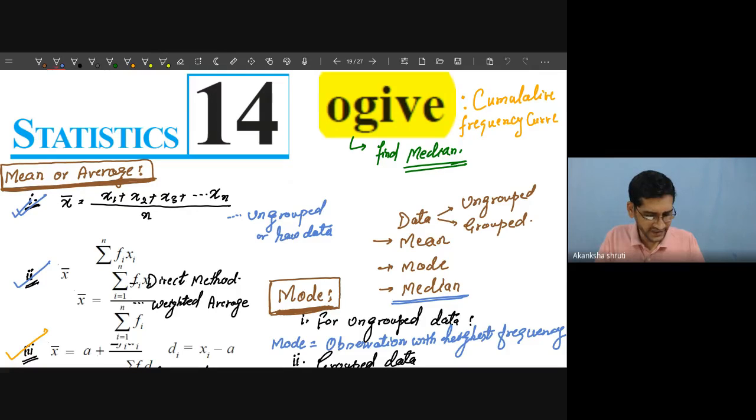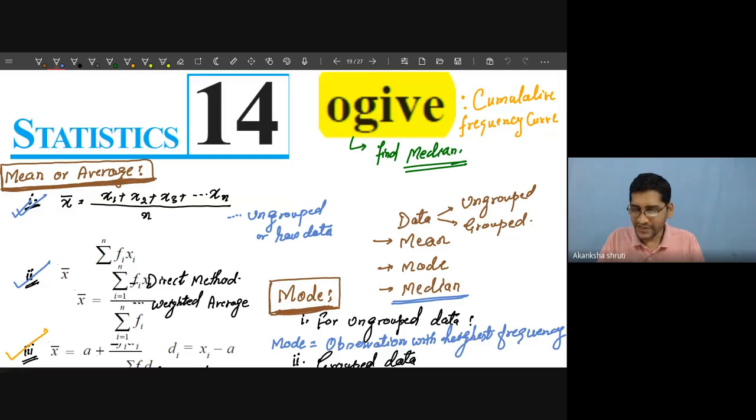Good evening, students. Today we are going to learn about Ogive. So what is this Ogive? How this Ogive can be drawn and how the median can be calculated from this Ogive curve. This Ogive curve is also called as cumulative frequency curve. So for a given data, how to draw this cumulative frequency curve that we have learned.